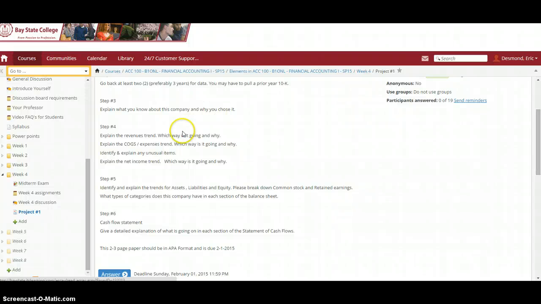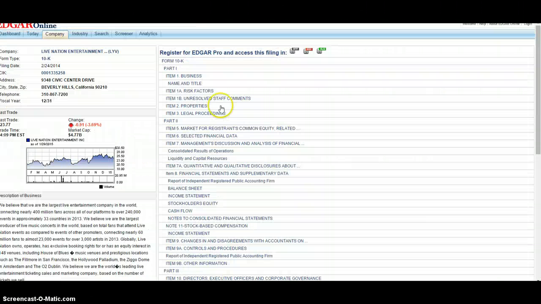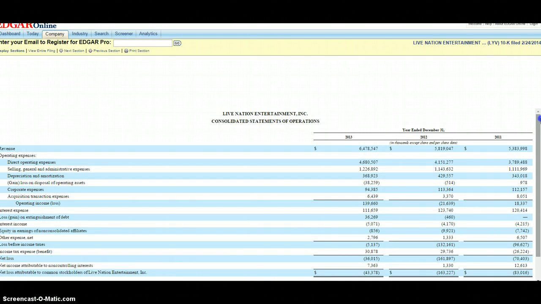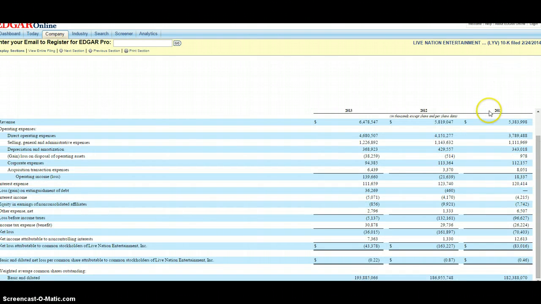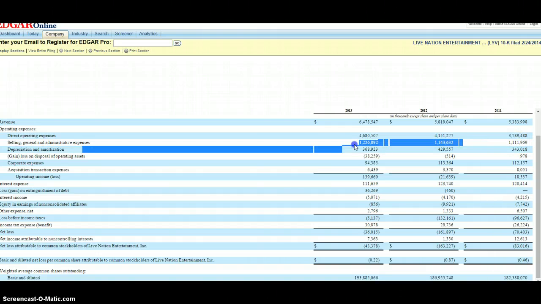And the next thing we're going to do is step 4. These are income statement items. We're going to look at the revenue trends, cost of goods sold, any unusual items, and net income trends. So look at down here, income statement. The income statement is going to be revenue is going up year over year from 2011 to 2013, and the depreciation, SG&A, sales general administrative, is staying fairly consistent, fairly flat past couple of years.